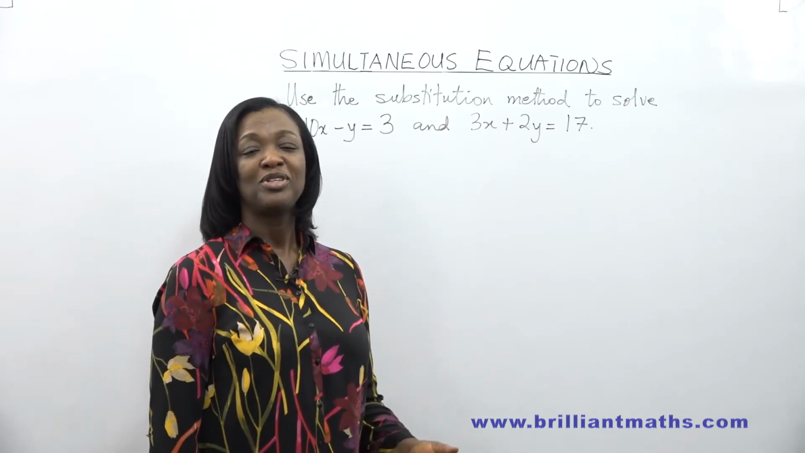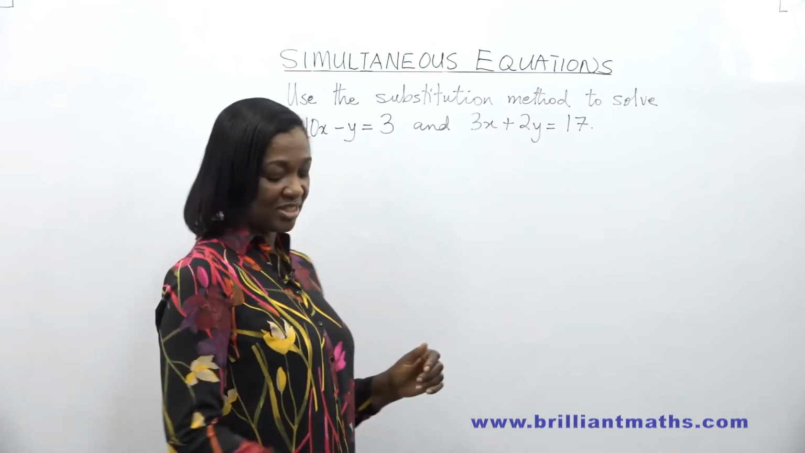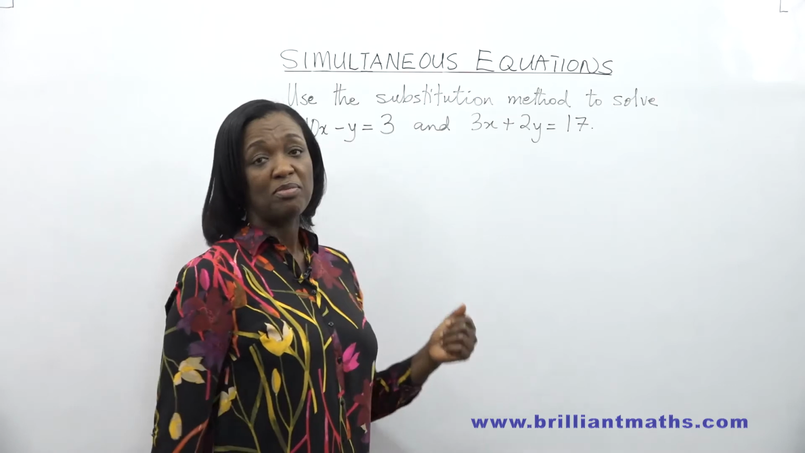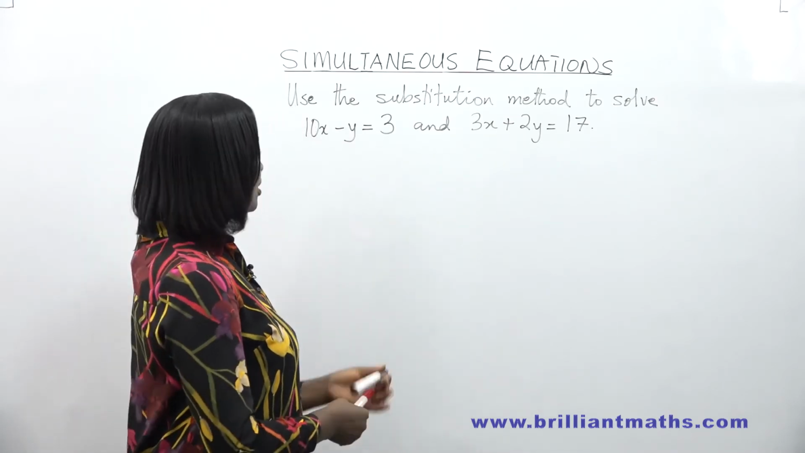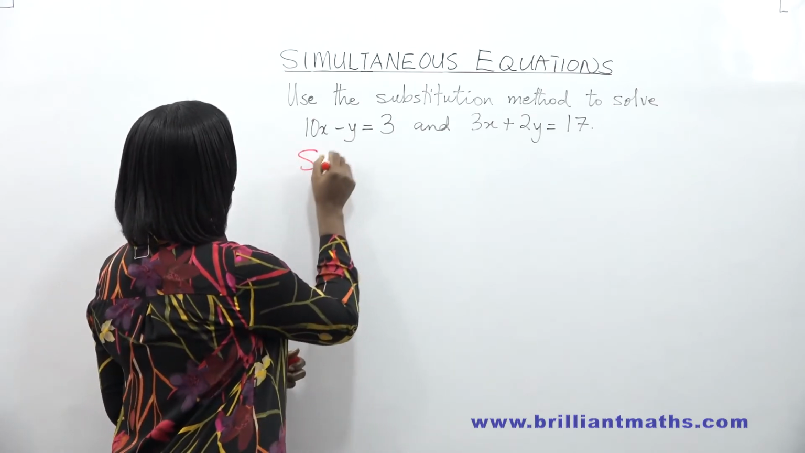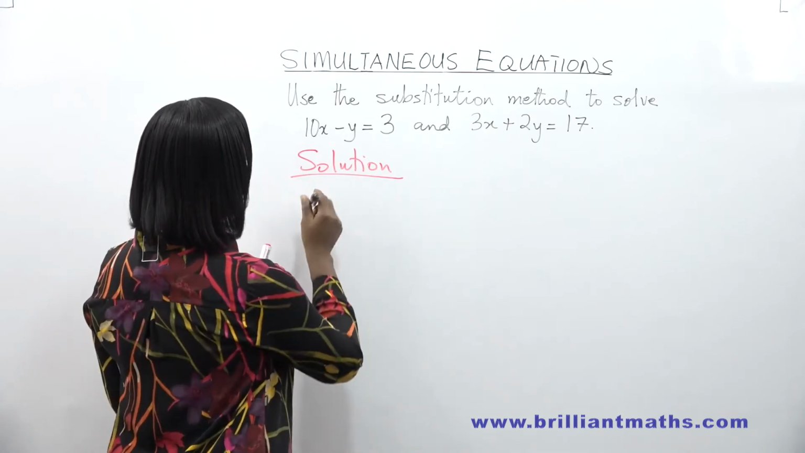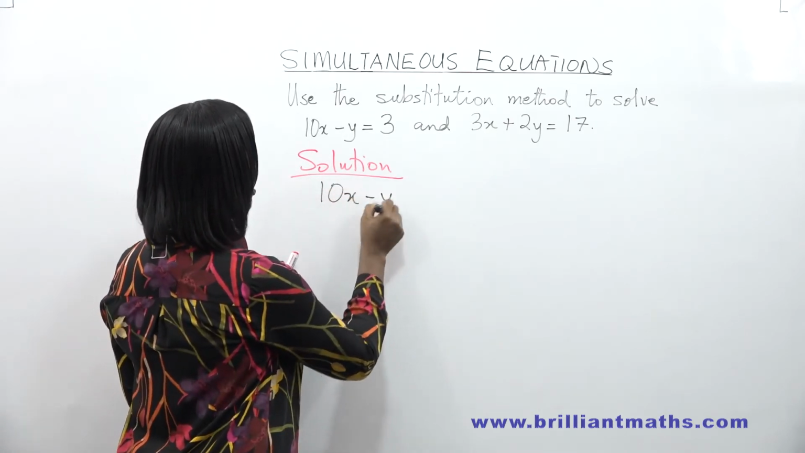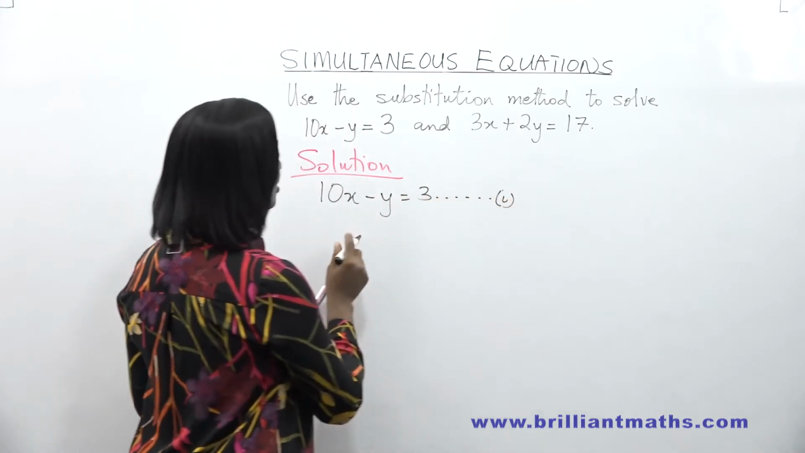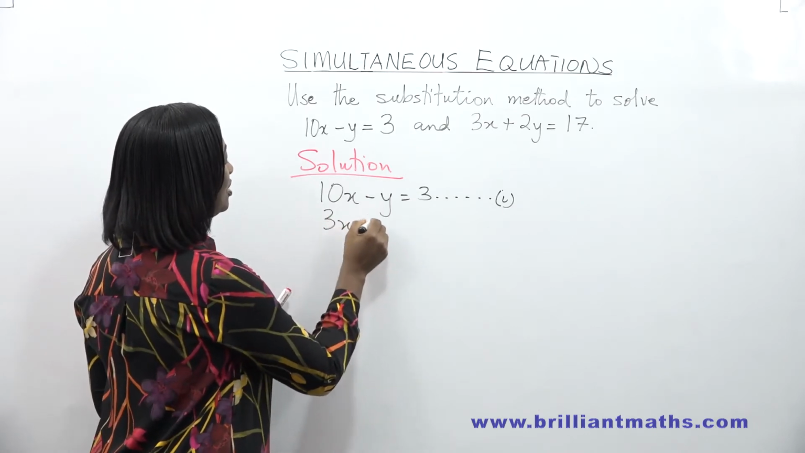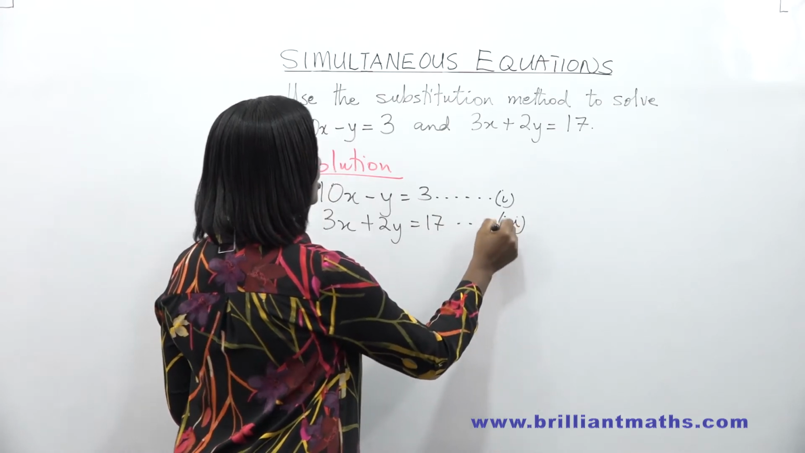In this example, we want to use the substitution method to solve these two equations simultaneously. And remember that to use the substitution method, you have to make one of the unknowns the subject. Let's work this out. Solution. The first equation is 10x minus y is equal to 3. So that's our equation 1. Then 3x plus 2y is equal to 17. That's equation 2.